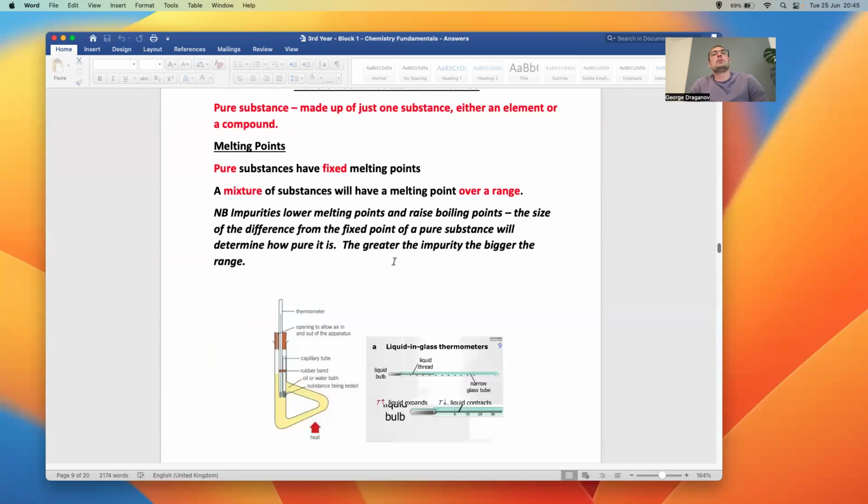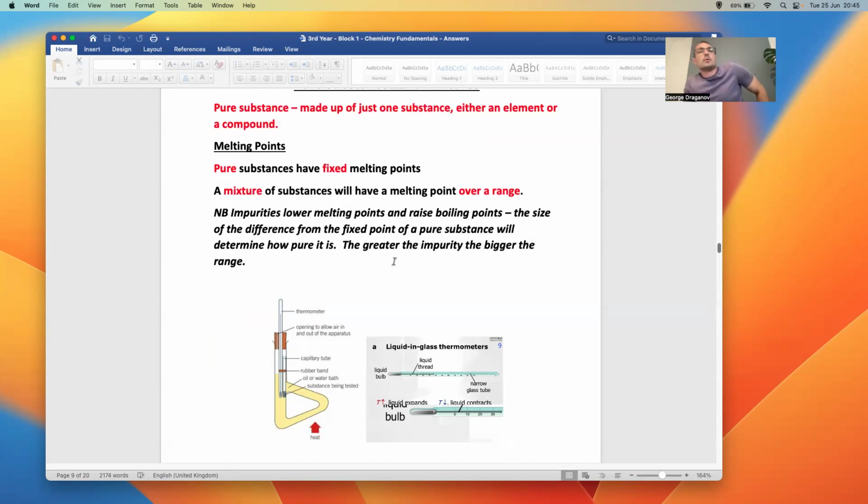If you add an impurity to something, it will lower the melting point and it will raise the boiling point. The greater the impurity, the bigger the range. So that will determine how pure something is.